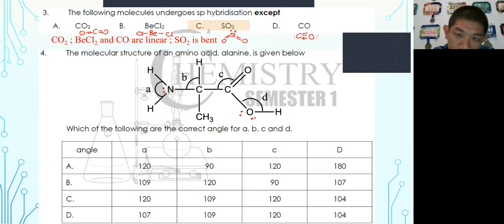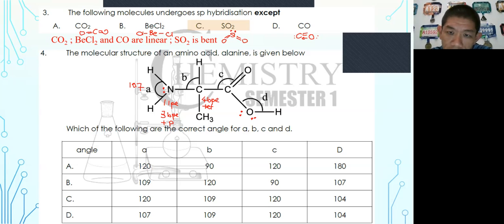So here, since you have 1 lone pair of electrons and 3 bond pairs of electrons, you expect to have a trigonal pyramidal shape. So the angle here is going to be 107. While for this one you have 4 bonding pairs of electrons, no lone pair, so this is tetrahedral.